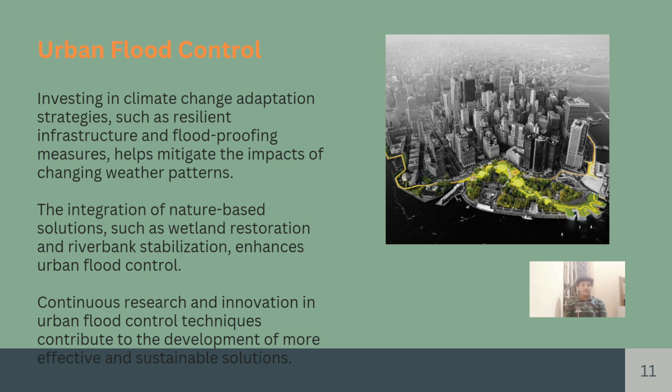Investing in climate change adaptation strategies such as resilient infrastructure and flood-proofing measures helps mitigate the impacts of changing weather patterns. The integration of nature-based solutions such as wetland restoration and riverbank stabilization enhances urban flood control. Continuous research and innovation in urban flood control techniques contribute to the development of more effective and sustainable solutions.